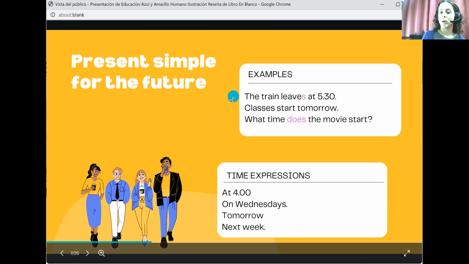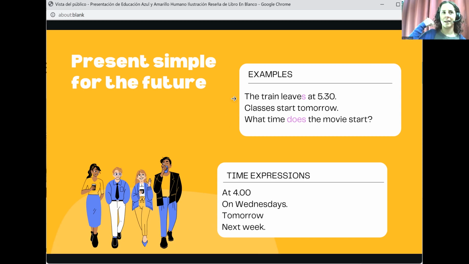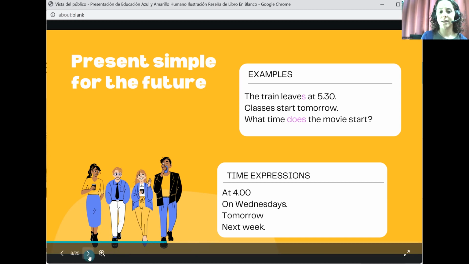We use present simple for the future when we know that something is happening at a specific time, not because we want to, not because we plan to do it, but because somebody has decided. The train company, the cinema has decided. So we know that this happens at a certain time. It happens on a certain day because it has been decided. Son cosas que suceden a esa hora, ese día, porque alguien lo decidió y fue así. No es mi plan hacerlo. ¿Ya? All right.